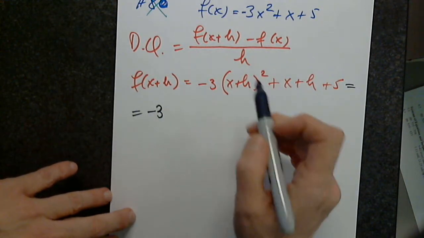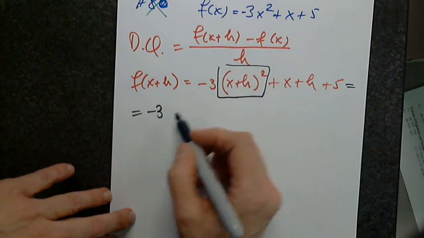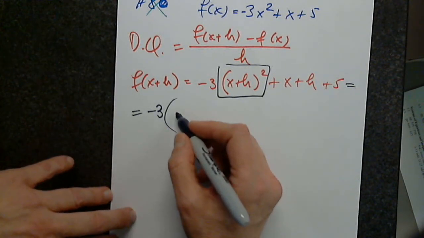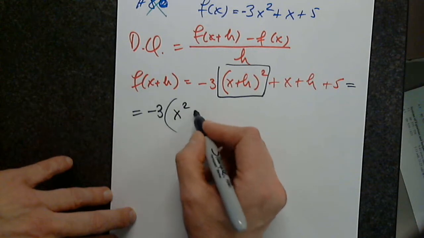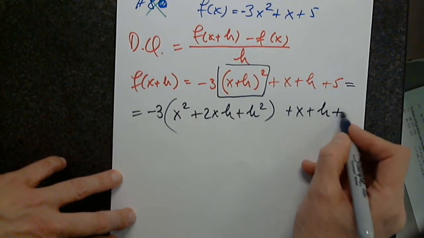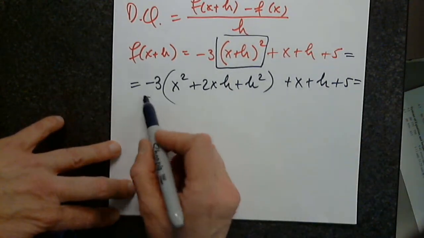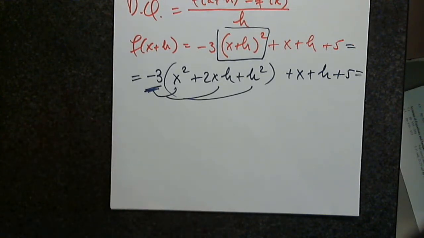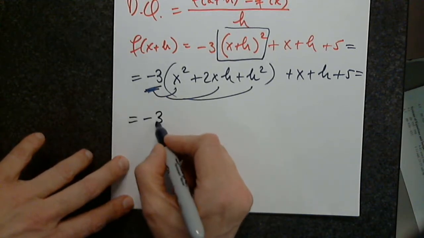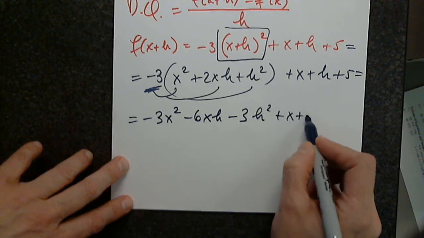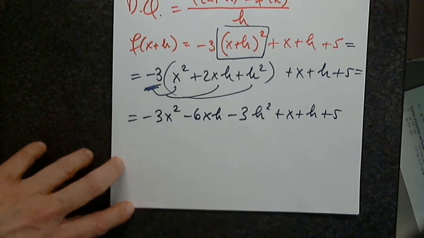I have to copy negative 3 and I have to replace this by, can anyone dictate? Thank you very much. Plus x plus h plus 5. Only now can I distribute negative 3 to these three terms, not before. By the order of operations, we have to square first and then distribute or multiply. So then this is negative 3x squared minus 6xh minus 3h squared plus x plus h plus 5.